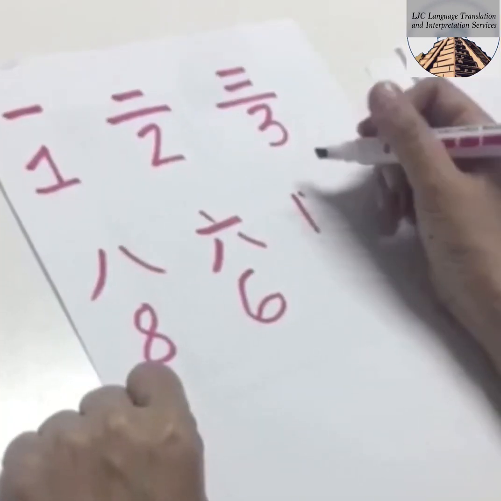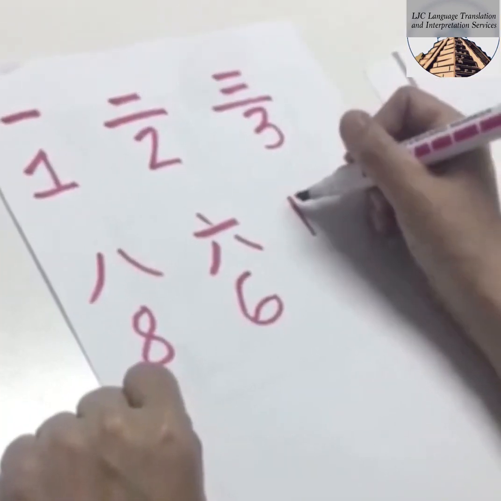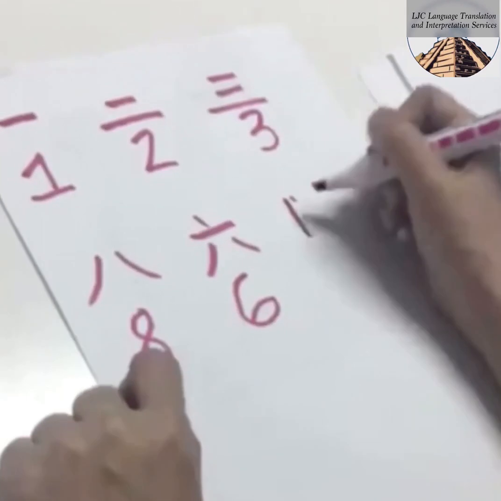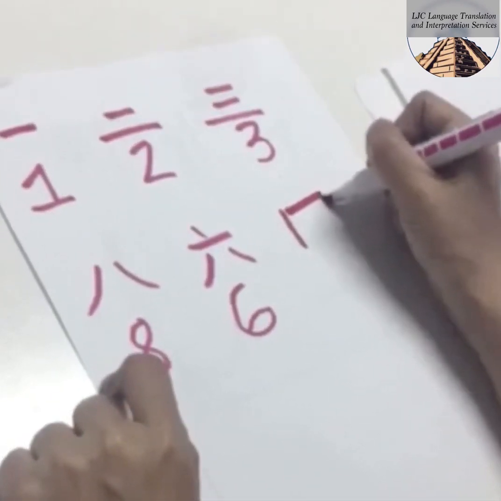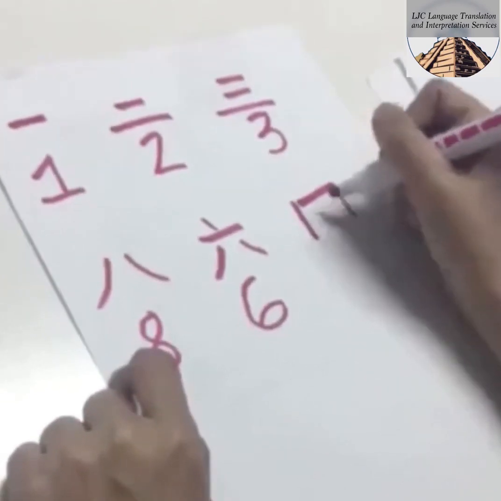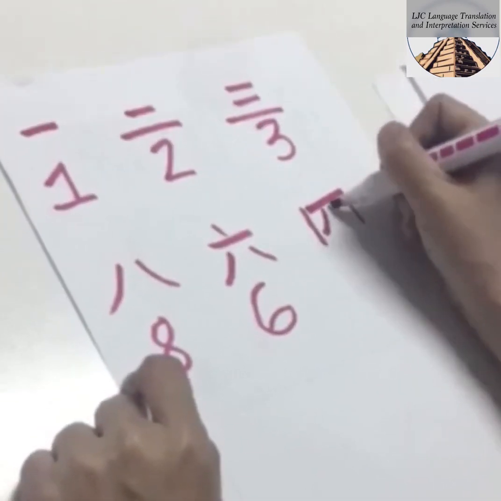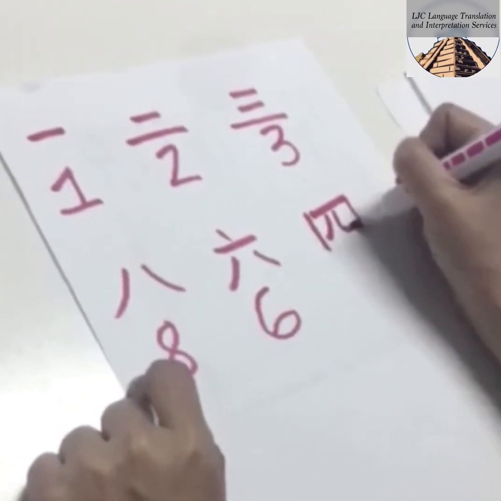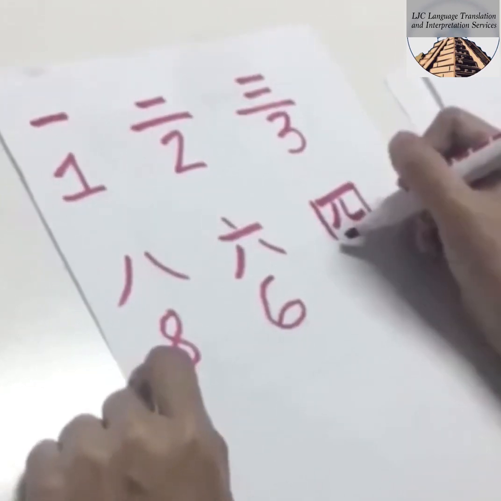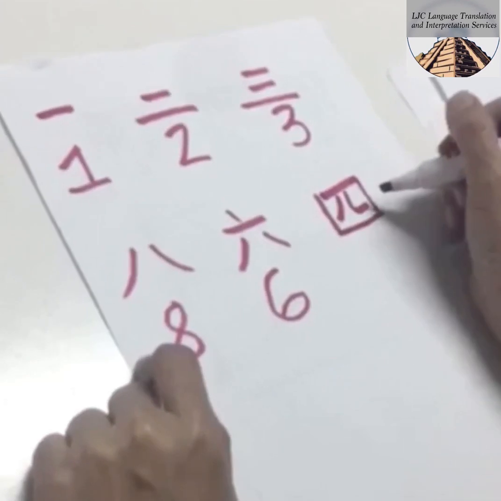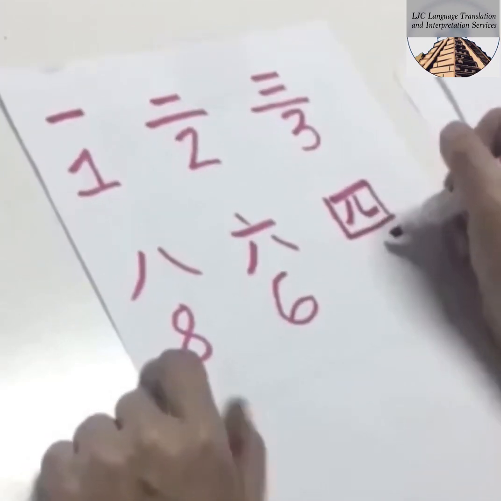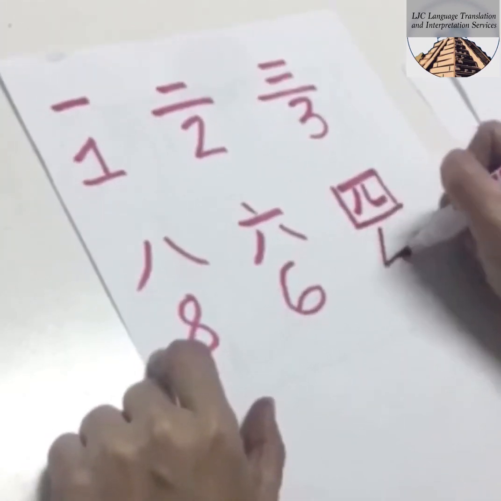Go to number 4. Vertical, then horizontal, another vertical, and we insert Pa with a slide curve. And we enclose it with a horizontal line again. So this is S, number 4.